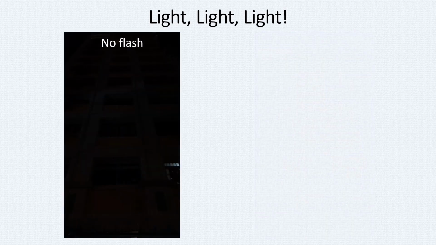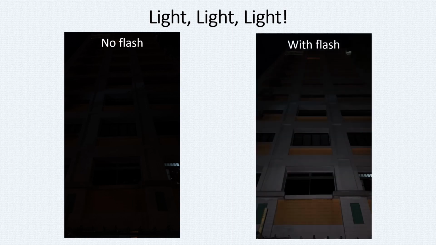How far do you think the light from a flash can reach? This example shows it can light up about 3 floors of a typical block of flats. Note that the light becomes less bright as it travels further away from the camera.